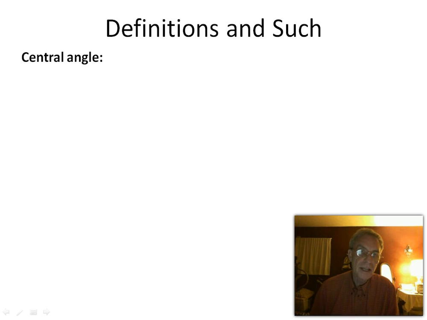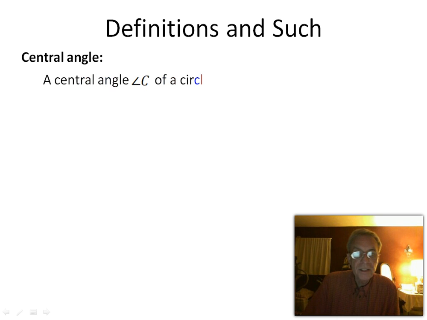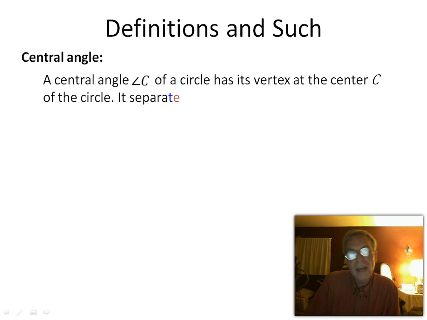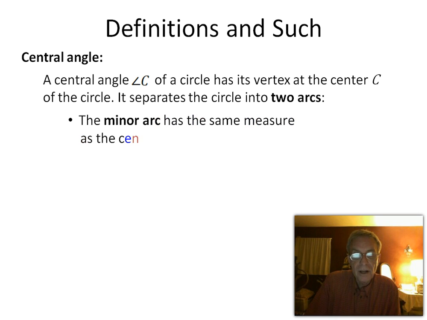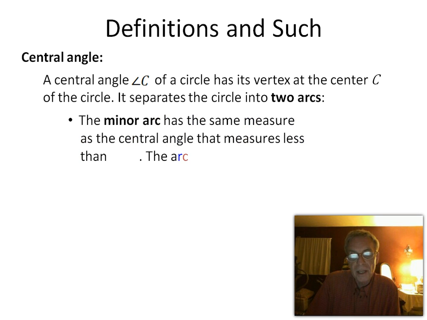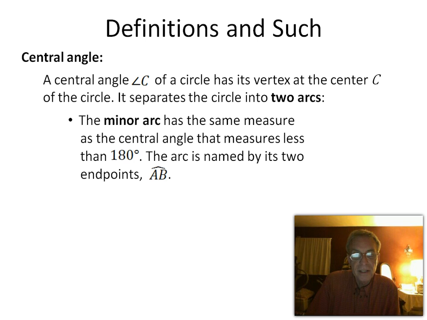Okay, central angle. In this case, a central angle, which is labeled angle C of a circle, has its vertex at the center C of the circle. It separates the circle into two arcs. The minor arc has the same measure as the central angle that measures less than 180 degrees. That arc is named by its two endpoints, in this case AB.